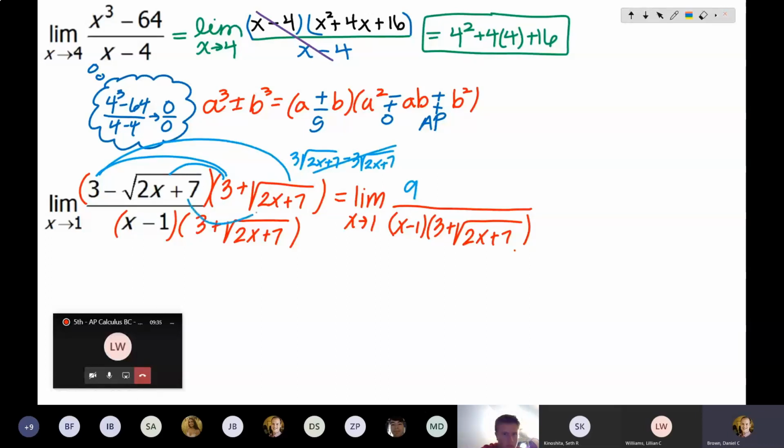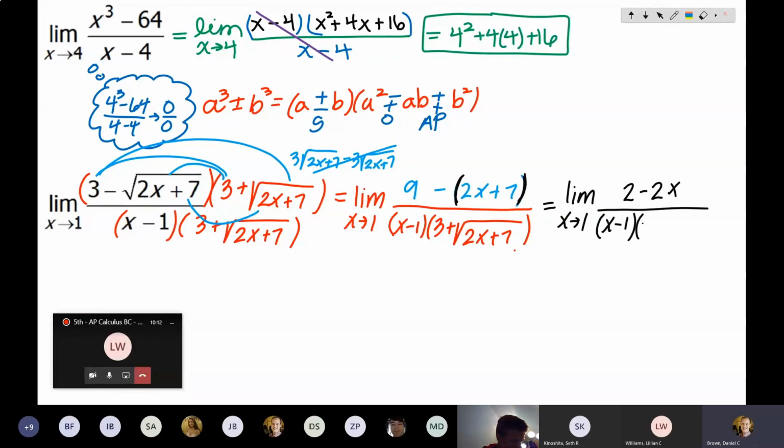And then we have last times last. A negative and a positive makes a negative, and the square root of 2x plus 7 times itself just gives you 2x plus 7. Please be careful. I put that 2x plus 7 in parentheses because we are going to have to distribute that negative across. Simplifying what I have so far, I have the limit as x goes to 1 of 9 minus 7 is 2 minus 2x, over x minus 1 times 3 plus the square root of 2x plus 7.